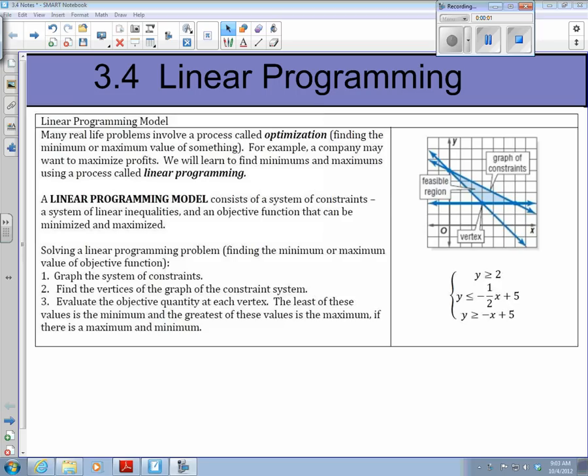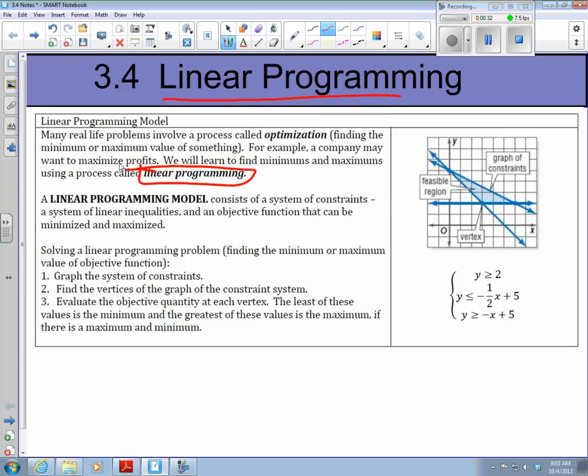Okay, kiddos, we're going to get into applying some of what we've been learning. We're going to use linear programming. It's used in farming and in the business world to maximize, well, definitely profits. Many life problems involve the process called optimization, finding the minimum and maximum values for something. For example, a company may want to maximize profits. We will learn to find minimums and maximums using a process called linear programming.